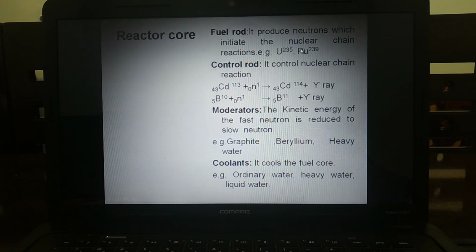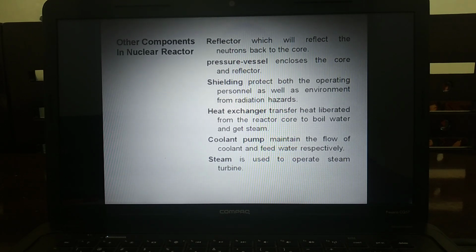Uranium-235 and plutonium-239 act as the fuel rod. Cadmium or boron acts as the control rod. Graphite, beryllium or heavy water acts as the moderator. Ordinary water, heavy water or liquid water is used as a coolant. Other components in a nuclear reactor are the reflector, pressure vessel, shielding, heat exchanger and coolant pump. The coolant pump and feed pump maintain the flow of coolant and feed water respectively.